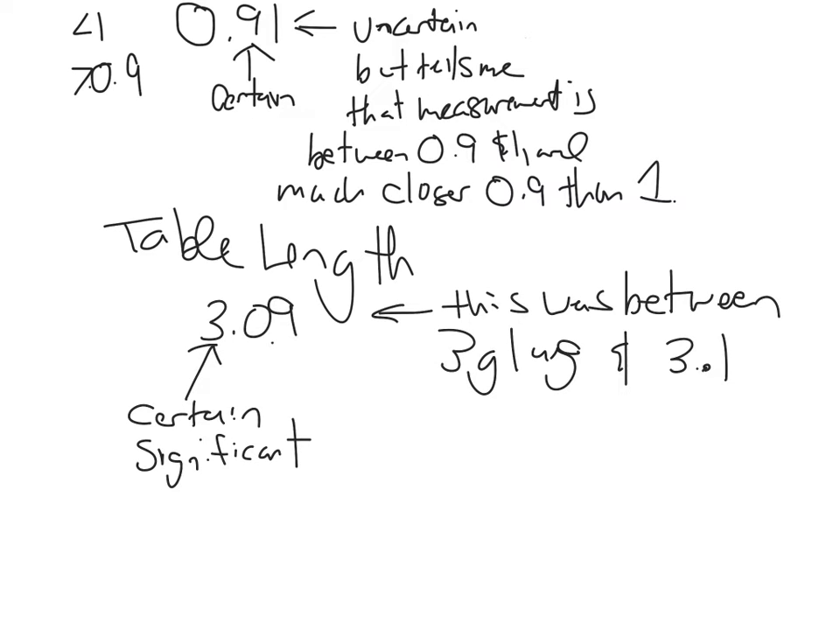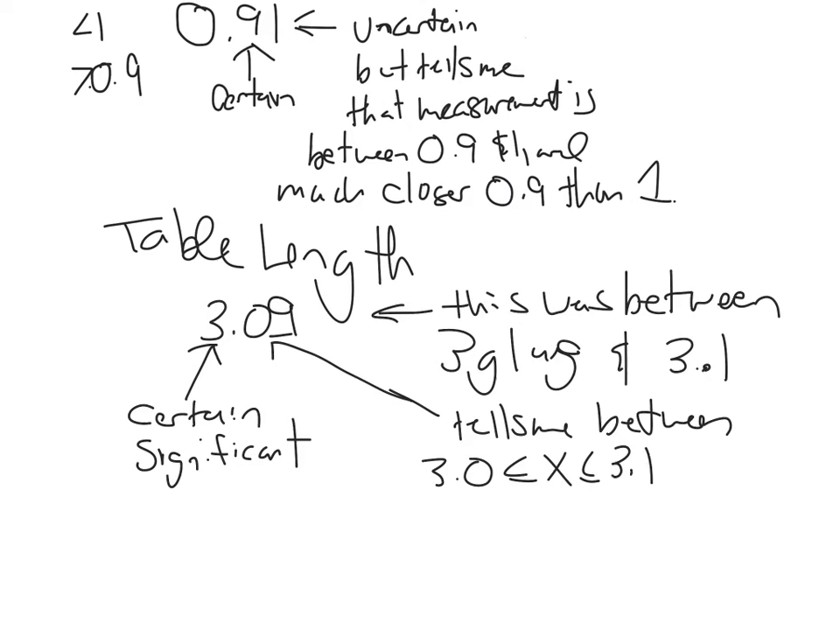What about the 0 here? Well, the 0 tells me I'm between 3.0 and 3.1. Finally, let's look at the 9. We know that there's a 0 here, by the way. That's certain in terms of the 0. It is also significant.